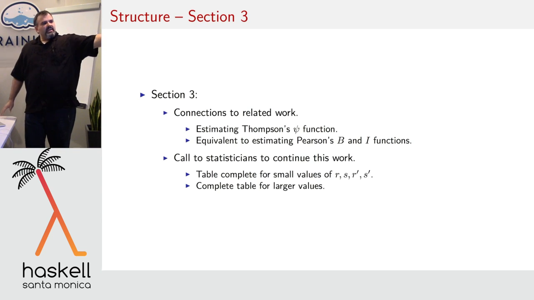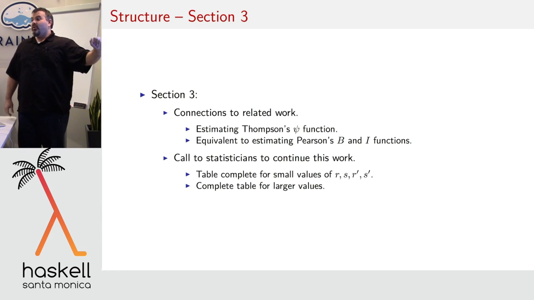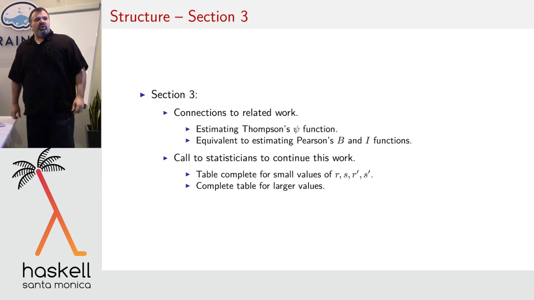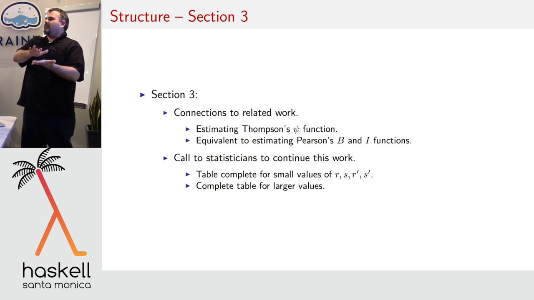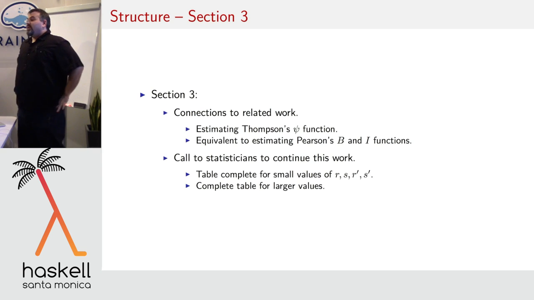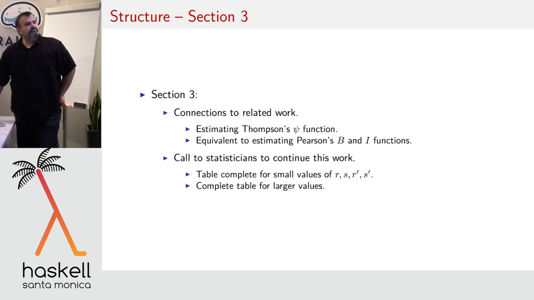And he wants other people to do all the work. You can't really blame him because he spent enough time doing this for values where the sum here of R, S, R prime, and S prime, the number of samples, is less than 10. And that's publishable work. So now we want to make a table for large numbers of R, S, R prime, and S prime. This is genuinely a lot of work for a lot of people. He's like calling people to do that.